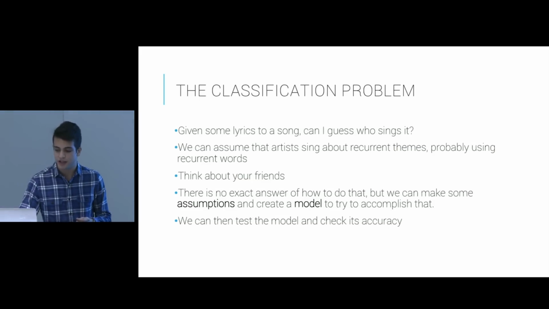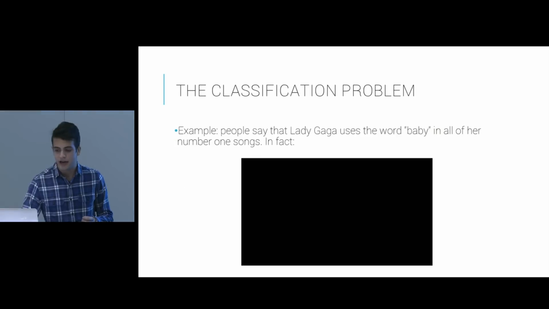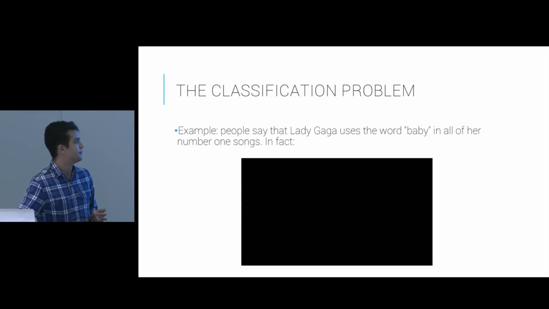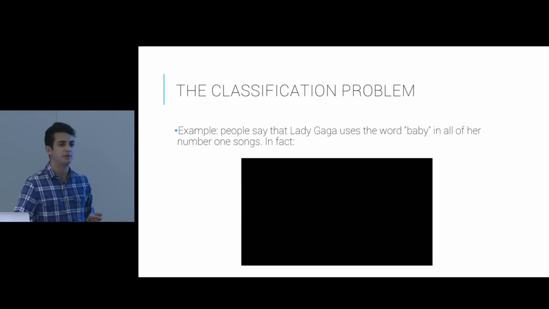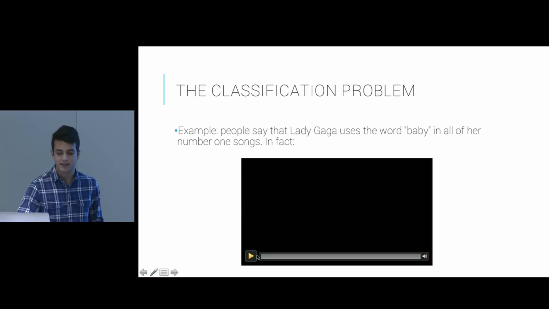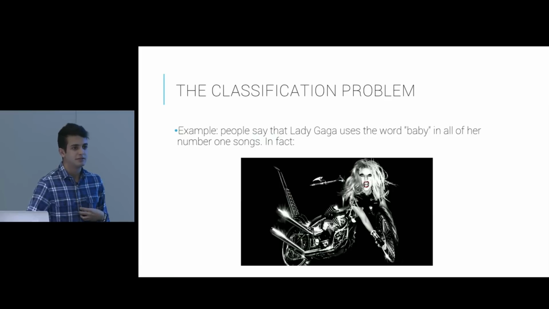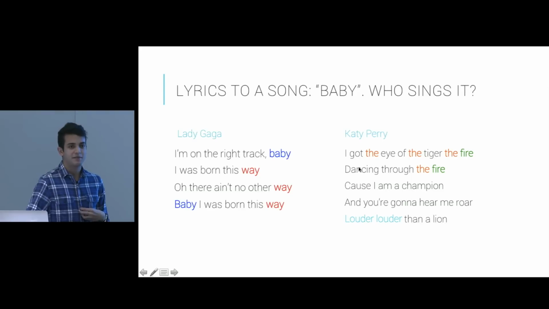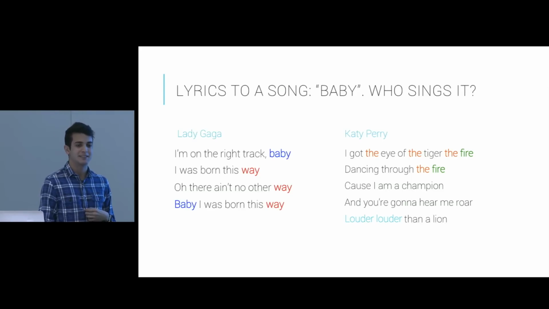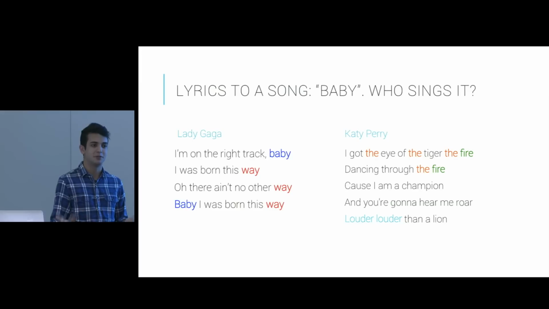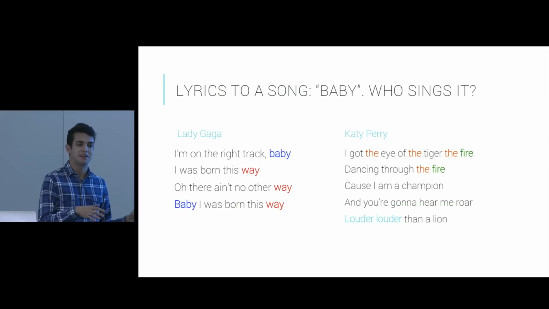The example that I'm going to give is how Lady Gaga, for example, people say that she uses baby for all her number one songs. And actually, this is a video that shows her saying the word baby in different songs. There are, I think, 40 songs here in which she says the word baby. So you can guess that if you see a song that has the word baby, there's a high probability that it's Lady Gaga.